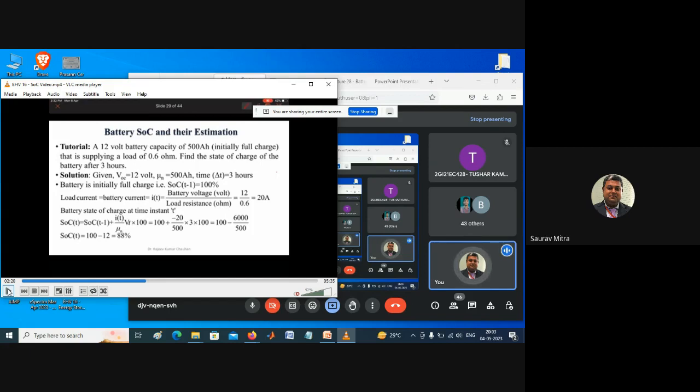Battery SOC and their estimation. Is this page visible? Anybody can just say yes. Yes, sir. Okay.